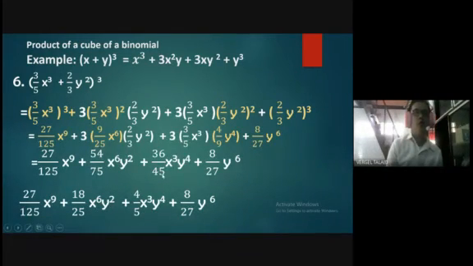36 over 45, the GCF is 9. Take note, it's the greatest common factor. That is 9. So 36 divided by 9 is 4. 45 divided by 9 is 5. So x cubed y to the power of 4. Just copy 8 over 27 y to the power of 6. So it is already in lowest term, since the GCF of this is 1. And 27 over 125. So this is now the product of the cube of 3/5 x cubed plus 2/3 y squared.